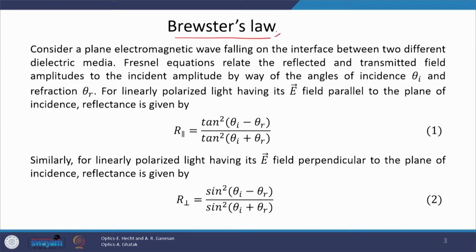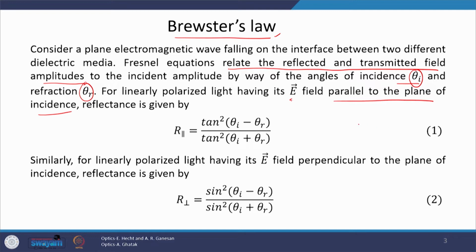Now, the first topic which we will cover is Brewster's law. For this, consider an electromagnetic wave which is falling on the interface between two dielectric media. Now, in electromagnetics we talk about the Fresnel equations, which govern reflection and refraction in different kinds of dielectric media. Fresnel equations relate the reflected and transmitted field amplitudes to the incident amplitude by way of the angles of incidence and refraction. The angle of incidence is represented by theta i, while the angle of refraction is represented by theta r. Now, suppose that the light incident on the interface is linearly polarized, and the polarization is such that the field E is parallel to the plane of incidence.